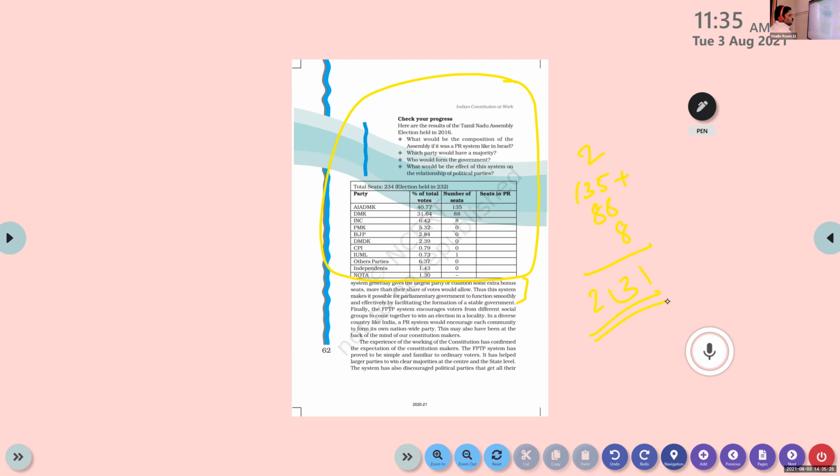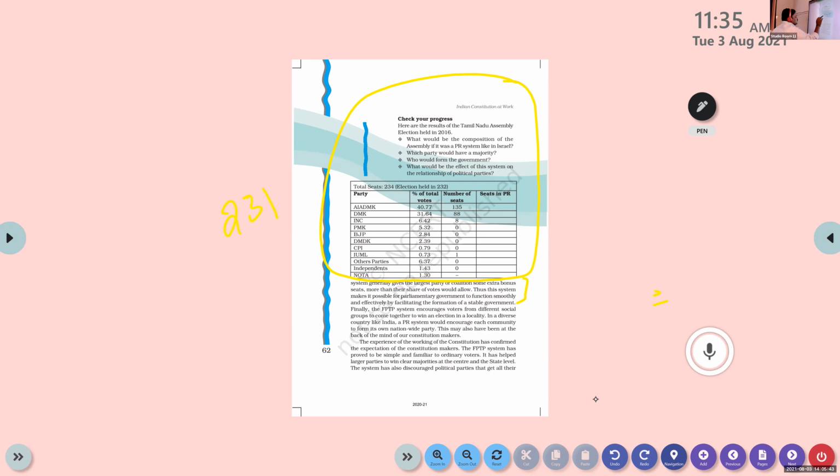231 is the total votes. Total seats, 231. Clear? Okay. 231 seats are there for imagination. Please calculate. You can see here.